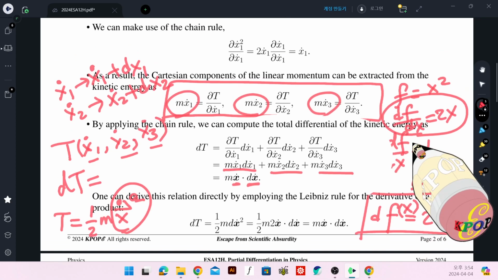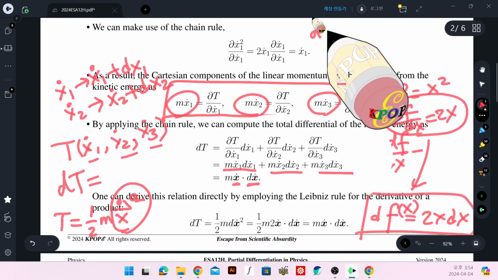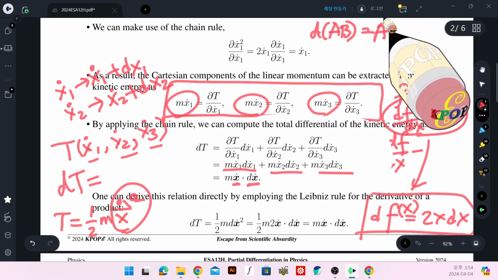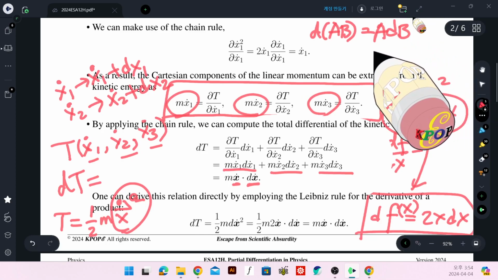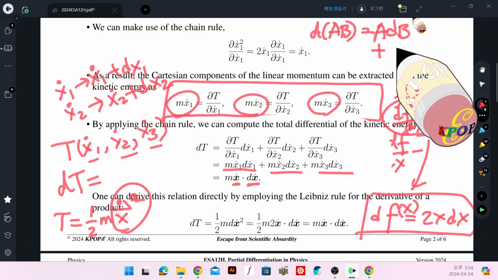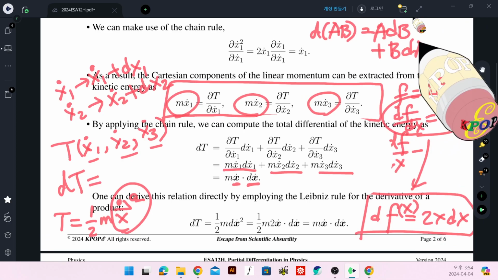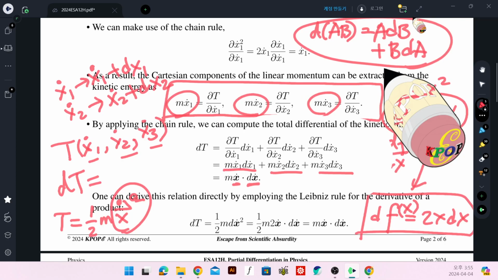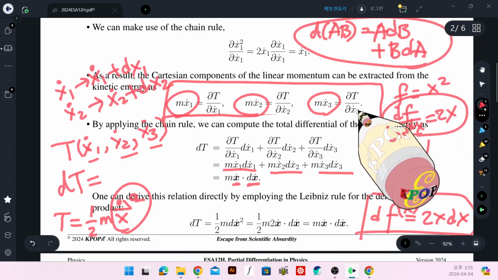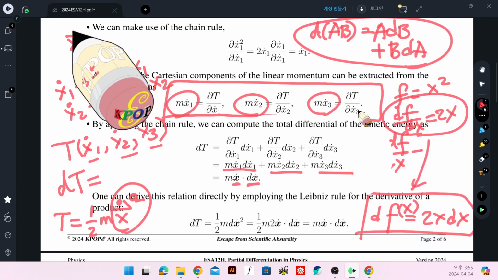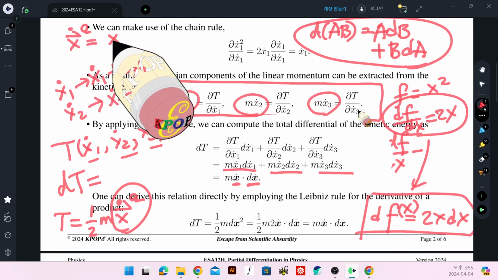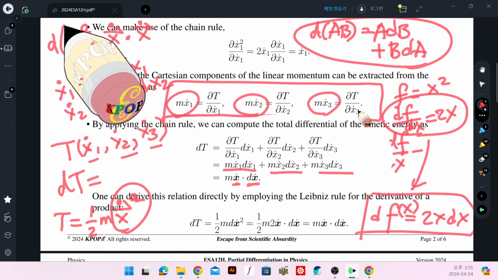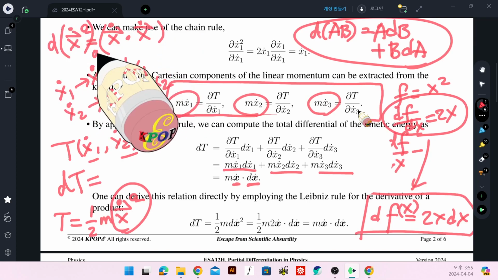Okay. So Leibniz rule for the differential of the product is a times differential of b plus b times differential of a. We can make use of this relation here. Why? The velocity vector squared is x dot dot x dot, and we'd like to compute the differential of this.